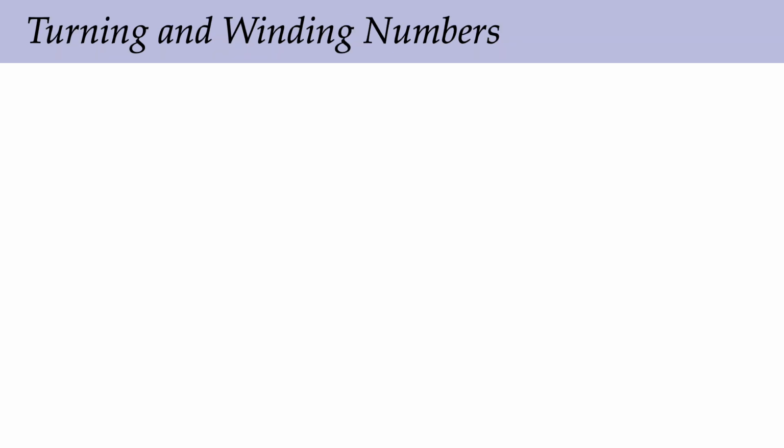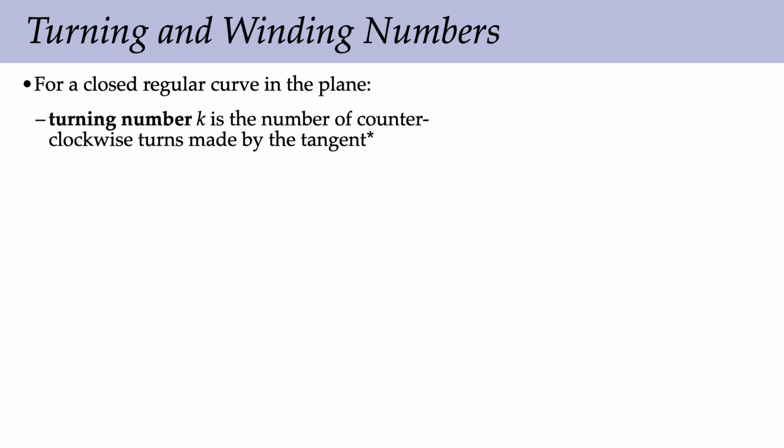Well, one idea is this idea of turning and winding numbers. So if we have a closed and regular curve in the plane, then the turning number, k, is the number of counterclockwise turns made by the tangent as we go around the curve once. So for instance, if we have our usual circle, we'd say the turning number is +1 because if we start with a tangent at some point and we travel around the curve, that tangent has to experience a full rotation as we go from the beginning to the end.